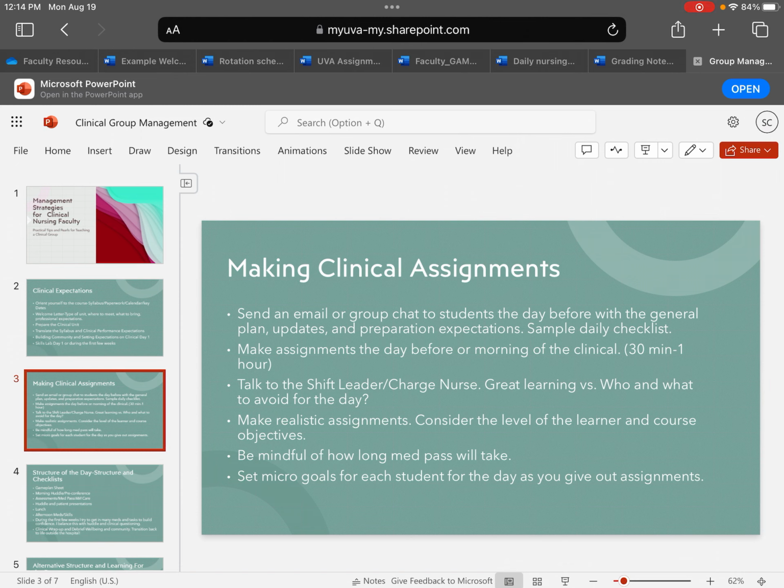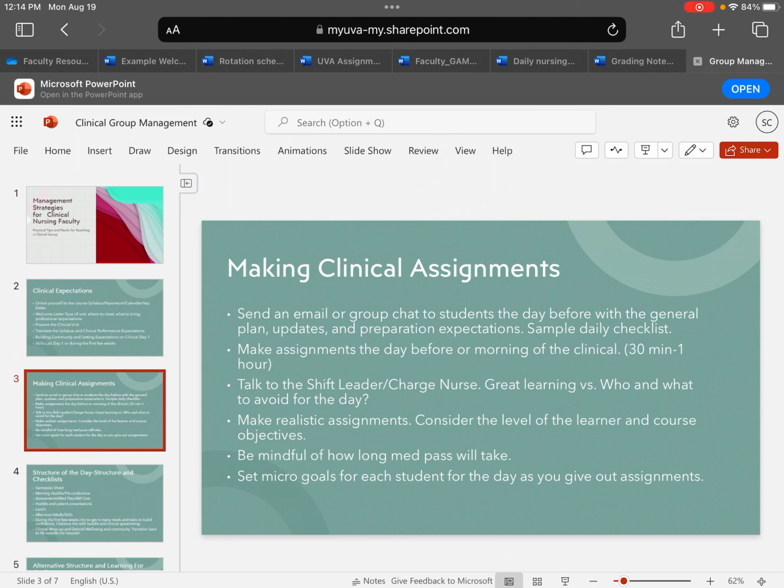I can't say enough how important it is to make realistic assignments. You want to consider the level of the learner. What are you really trying to accomplish for this particular course? So think about, is it a fundamentals course versus a specialty course versus a getting ready to graduate course where they need as much experience as possible. Another thing to consider is the census and acuity level of the particular unit that you're teaching on. What's the staffing level? What types of patients do you have on that particular given week?